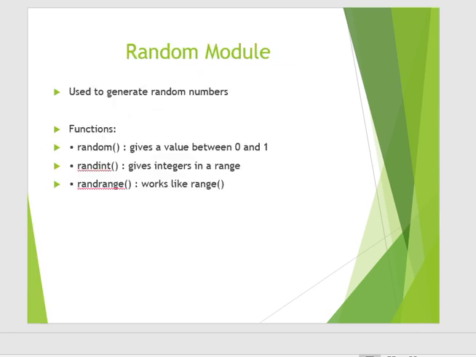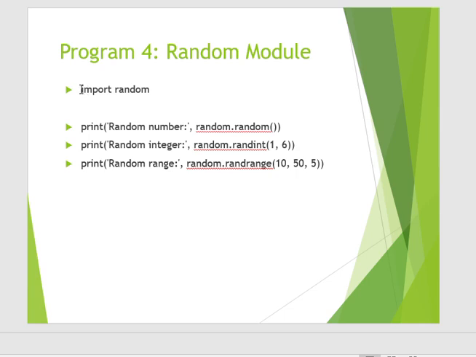Next one is random module. It is used to generate random numbers. There are three functions associated with it. One is random, which gives you a value between 0 and 1. Randint will have two parameters, so lower limit and upper limit. So it is going to give an integer in a given range. And in randrange, you can pass three values: initial value, final, and then the increment. So it goes with the range, like the range function which we use in for loop. How it is working, let me try this for you.